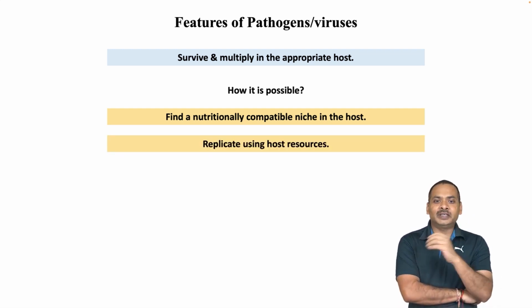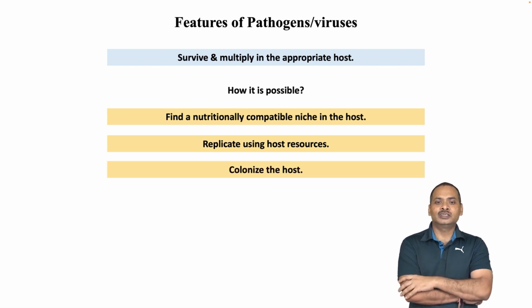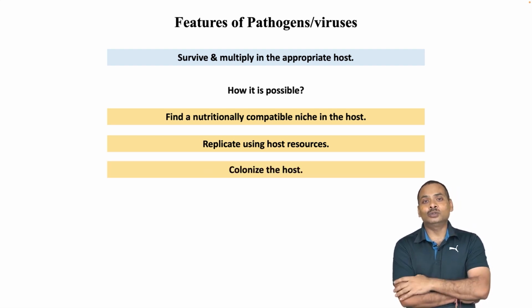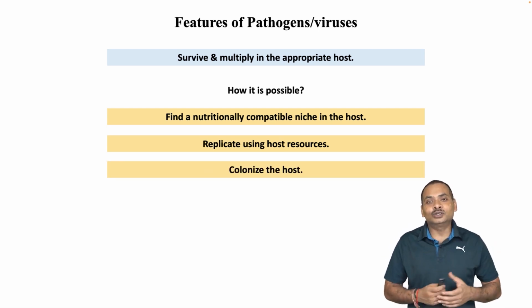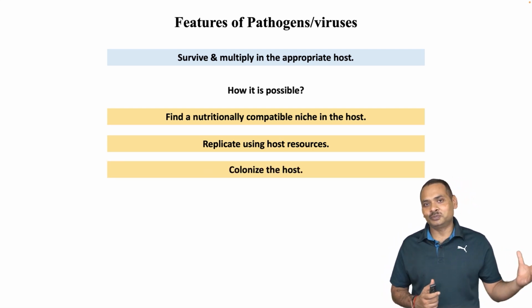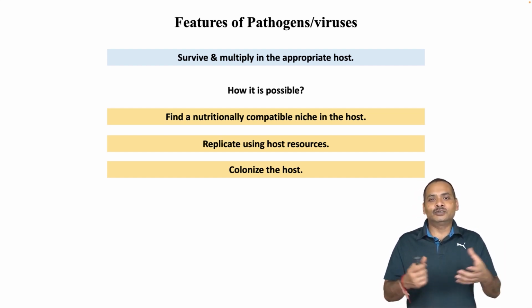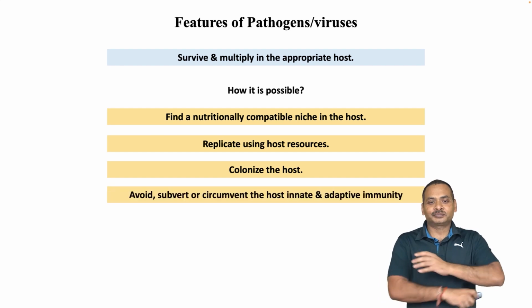They can replicate using host resources, the nutrition and all those things. They can colonize the host. So we are basically a house for the pathogen. Try to understand from the pathogen point of view. They want to live, they want to replicate, they want to colonize.